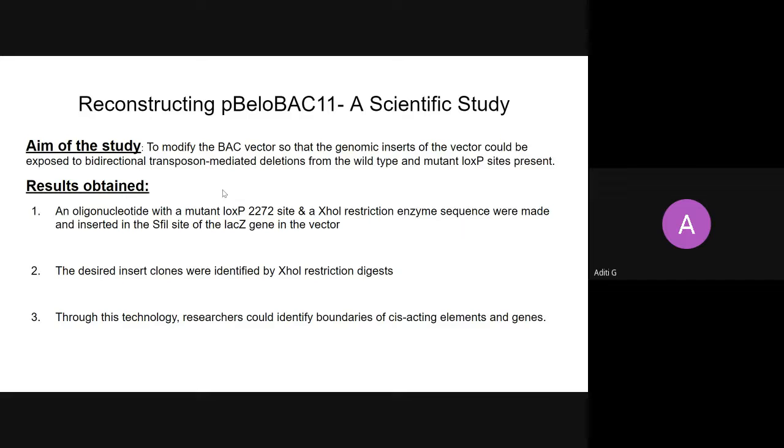An oligonucleotide which contains a mutant loxP2272 site and an XhoI restriction enzyme sequence was designed and inserted at the SfiI restriction site, which is located 200 base pairs upstream of the lacZ gene in the vector. Clones containing the desired insert were identified by XhoI restriction digests, and this transposon-mediated deletion allowed researchers to identify the boundaries of cis-acting elements and genes.